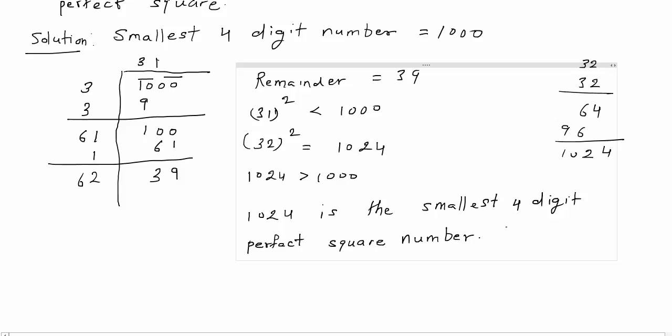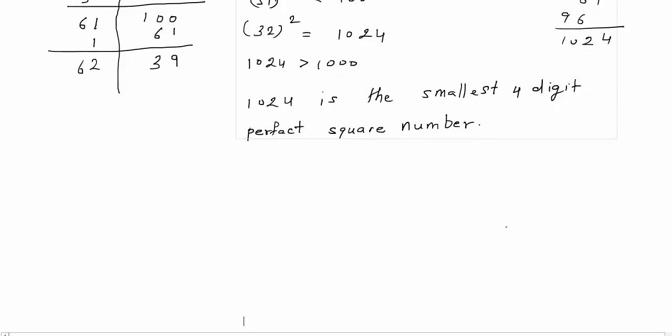So, understood the concept? We first took the smallest four-digit number, and as it is not a perfect square number, we have to find out what will be the perfect square number next to 31, which is 32 square, 1024. So 1024 is the least perfect square number which is a 4-digit. We cannot have any other least 4-digit number which is a perfect square.